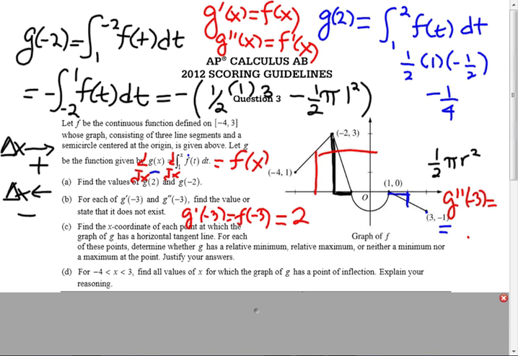That's f prime of -3. What's the slope at -3? Just count. -4 to -2 is 2. 1 to 3 is 2, so what's that equal to? 1. Yeah, that was easy.